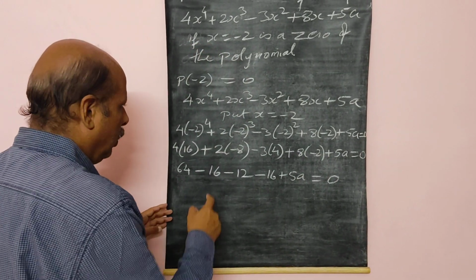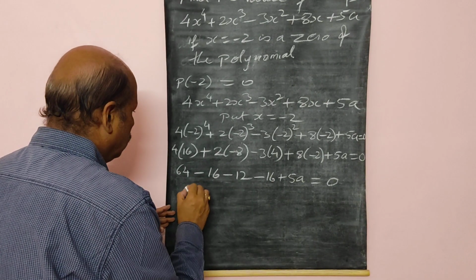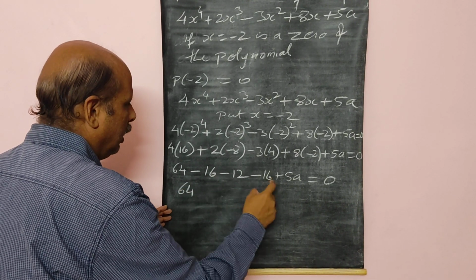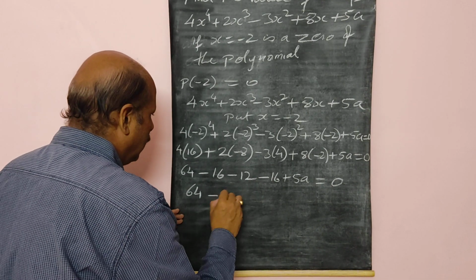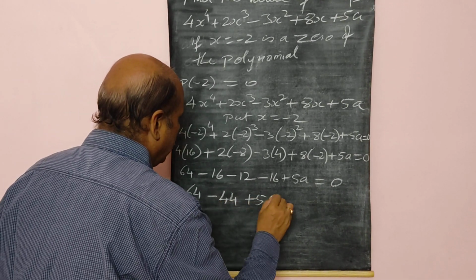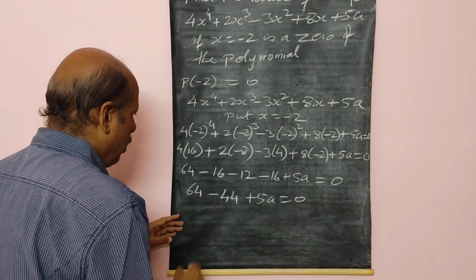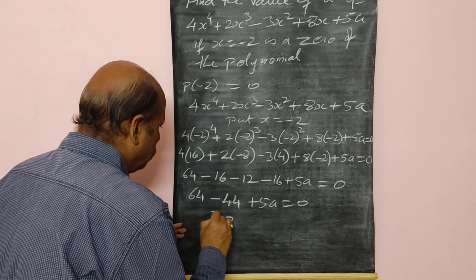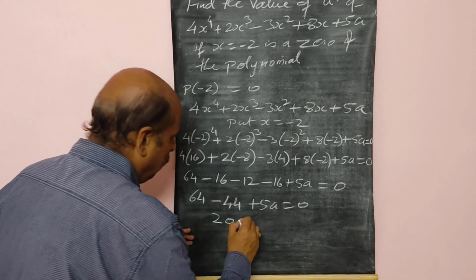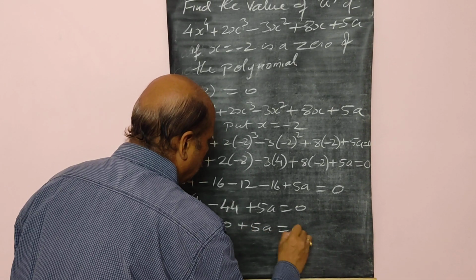Okay, now these three numbers are negative. So 64, let's add all these three numbers: 16, 16 is 32, 33, 34, 44. Minus 44 plus 5a is equal to 0. So 64 minus 44 is 20. Plus 5a is equal to 0.